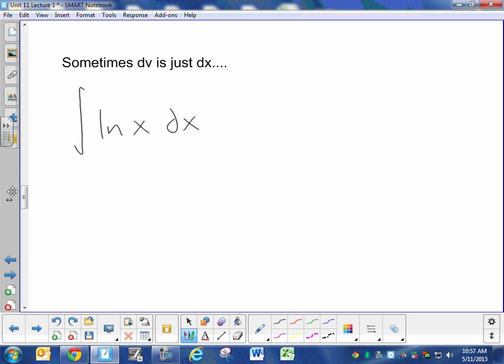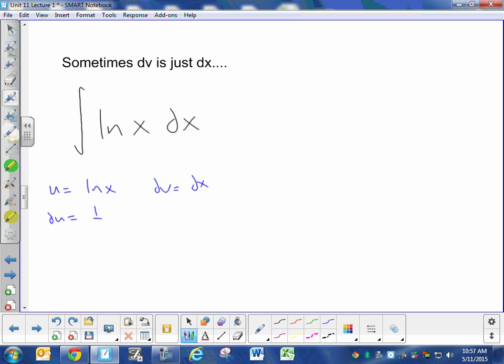So, don't make that mistake. Instead, we don't know what the antiderivative of log x is. We never learned the rule for it, so we're going to discover it. We're going to use u dv. I'm going to say u is log x, and I'm going to say dv is just dx. Let's see what happens.